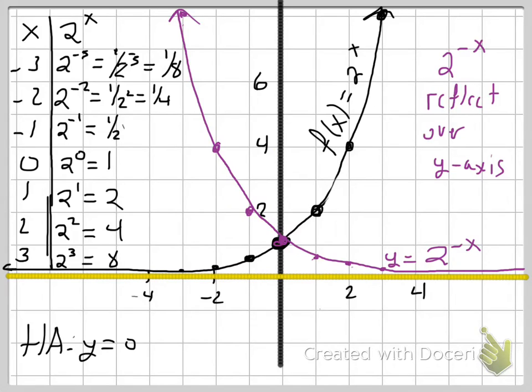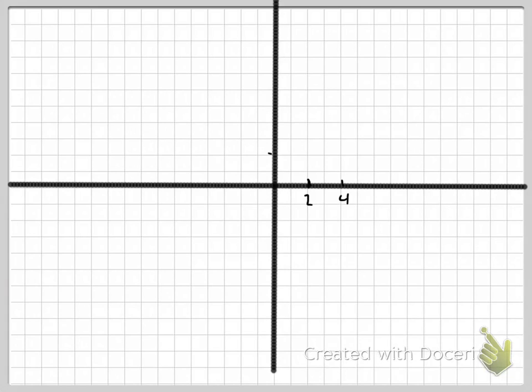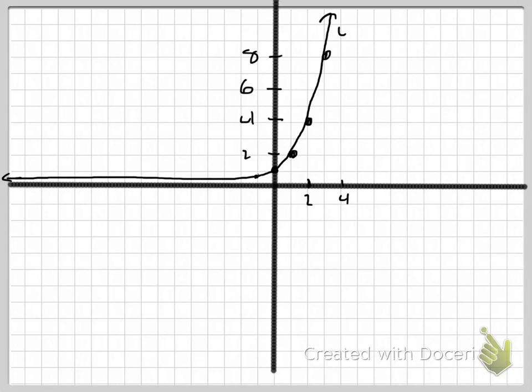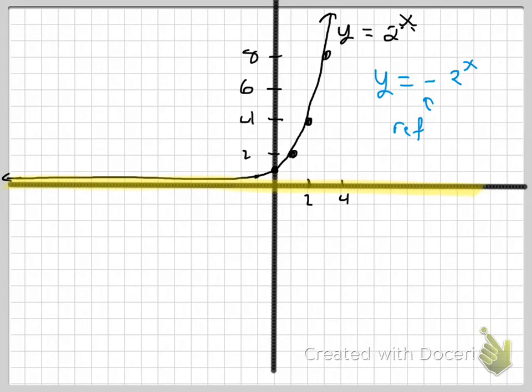For this next example, I'm going to first draw in our parent graph again, the 2 to the x. Then we're going to do a reflection of this. Okay, so if it's a negative x, that's going to reflect it over the y-axis. If it's a negative in front, that's going to reflect it about the x-axis. So we're going to reflect it about the x-axis. So we should have mirror points here, here, somewhere down here, and somewhere down here. So we have a mirror function just like that.